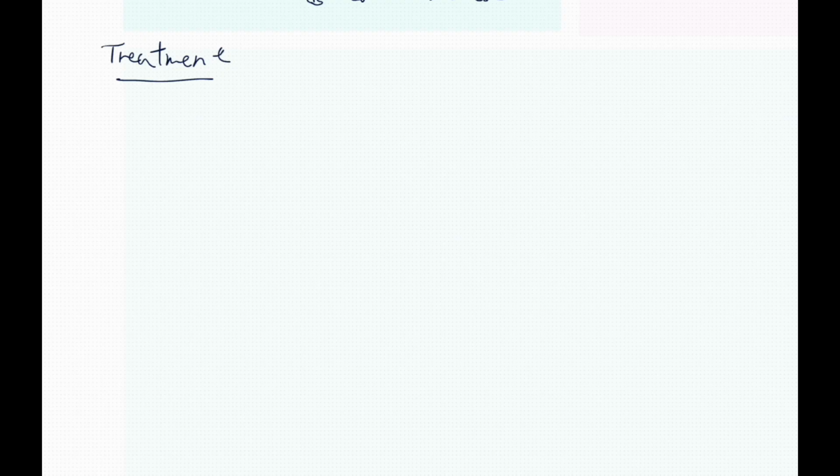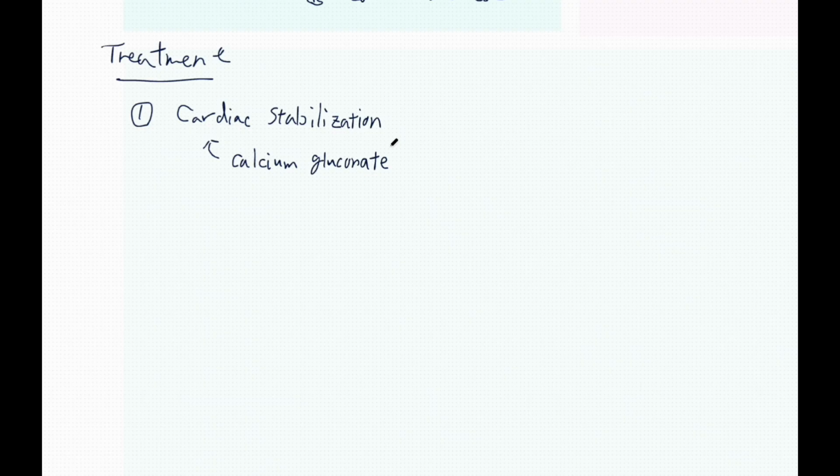The management of hyperkalemia follows three fundamental goals: stabilizing the heart, shifting potassium into cells, and removing potassium from the body. Cardiac stabilization is achieved with calcium gluconate. Calcium does not lower potassium level, but it stabilizes the myocardial cell membrane and reduces the risk of fatal arrhythmias. This effect is rapid and life-saving, particularly in patients with ECG changes.